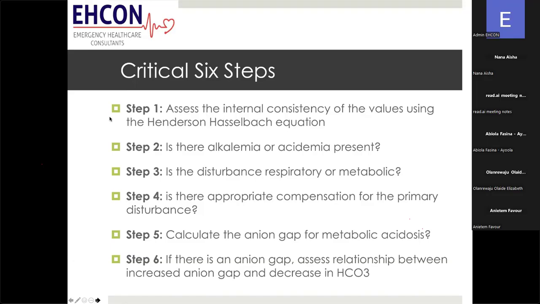If you happen to have a metabolic acidosis, steps 5 and 6 only apply to that, then you would be calculating the anion gap. And if there is an anion gap, you then need to assess the delta-delta gap, which is to assess the relationship between the increase in the anion gap and the decrease in bicarb. And this helps us to understand whether there's in fact a nuance to this metabolic acidosis that we need to understand. So I'm going to actually go through this in a little bit of detail in the following slides.